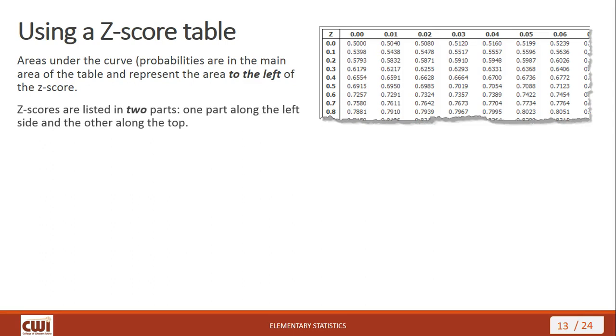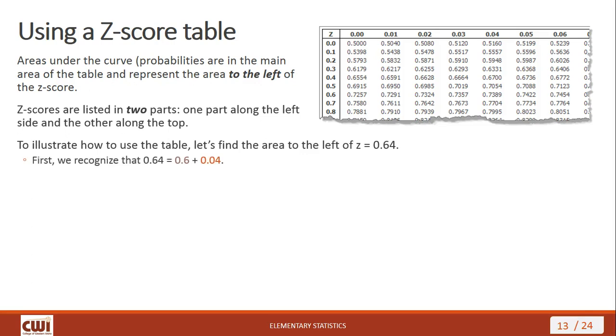The z-scores, however, are listed in two parts. One part is listed along the left side in a column, and the other part is listed along the top in a row. Let me illustrate how these two parts come together to give us our z-score. We're going to do this by finding the area to the left of z equals 0.64. First, we recognize that 0.64 is the sum of two other numbers, that being 0.6 and 0.04. So we can add these two numbers together to give us the z value that we're interested in.